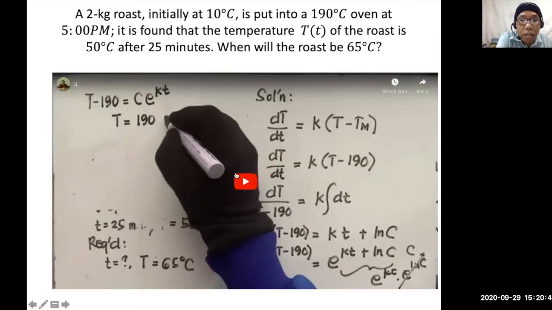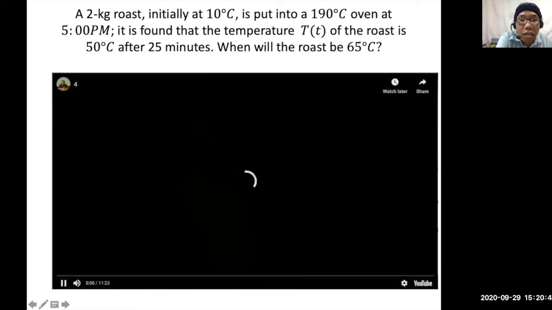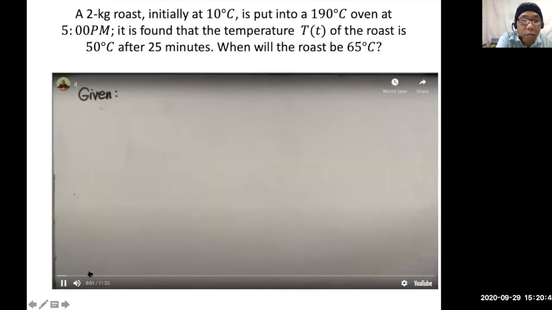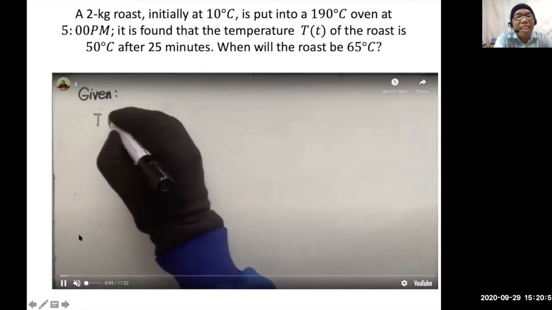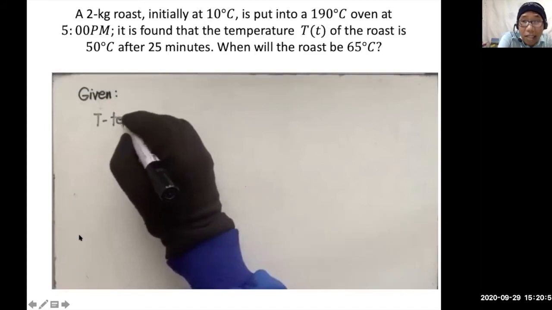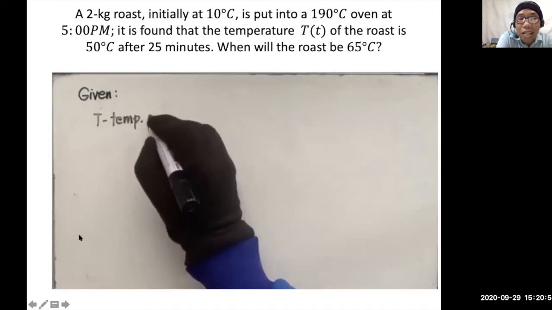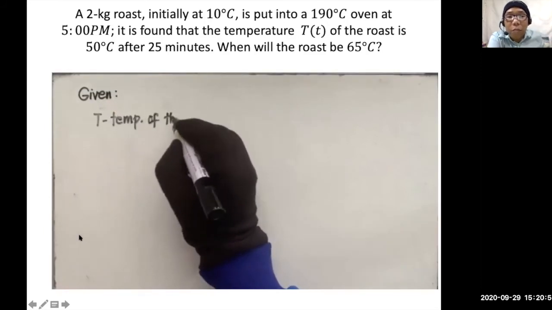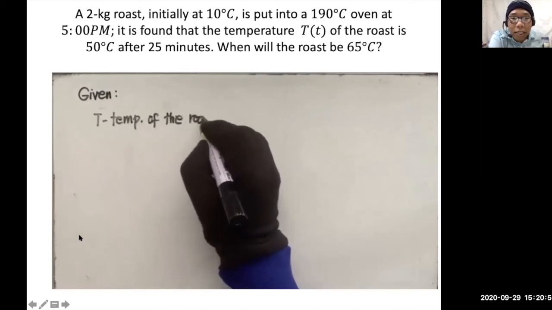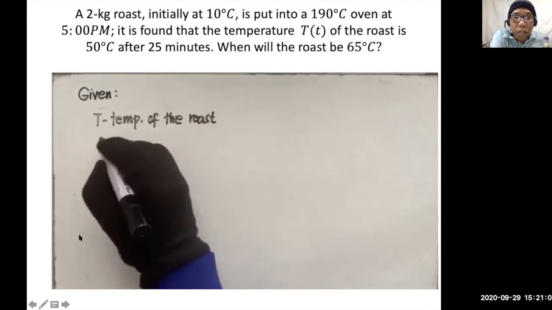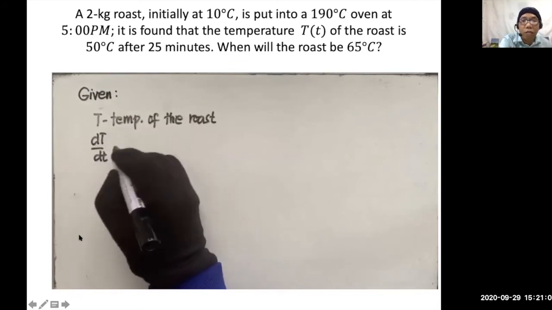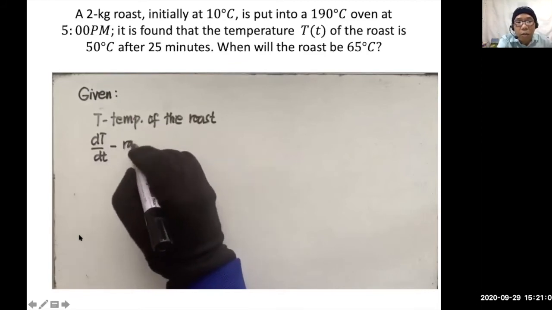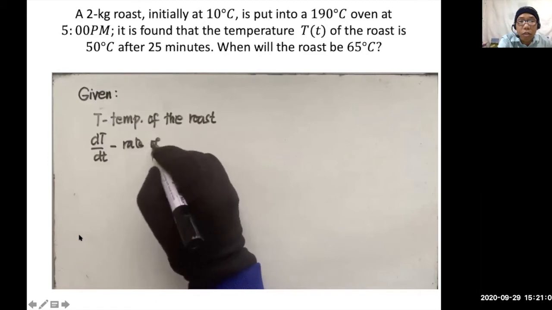Okay, so now let's solve this problem. So we'll start by writing the given. Okay, wait a moment. Maingay. Okay, so you write, ano yung T na yan? T, the capital letter T, will represent the temperature of the roast. And of course, we have this rate of change of the temperature of the roast.